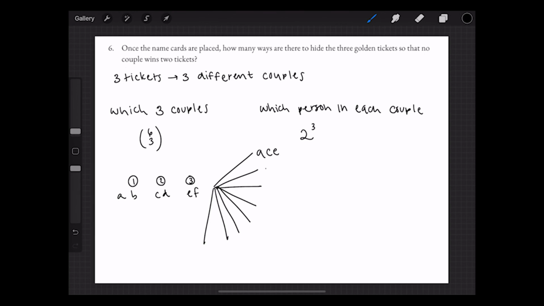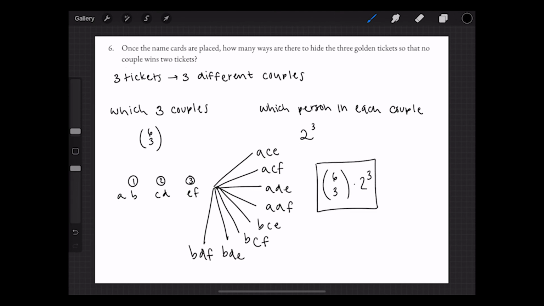you could choose the actual people who got the ticket. You could choose like A from couple 1, C from couple 2, and E from couple 3, and so on. And so this is why we multiply 6 choose 3 by 2 to the 3rd, because for every way you could choose a group of 3 couples, there is 8 ways you could choose the 3 individual people who actually get the tickets. So the answer for this part is 6 choose 3 times 2 to the 3rd.